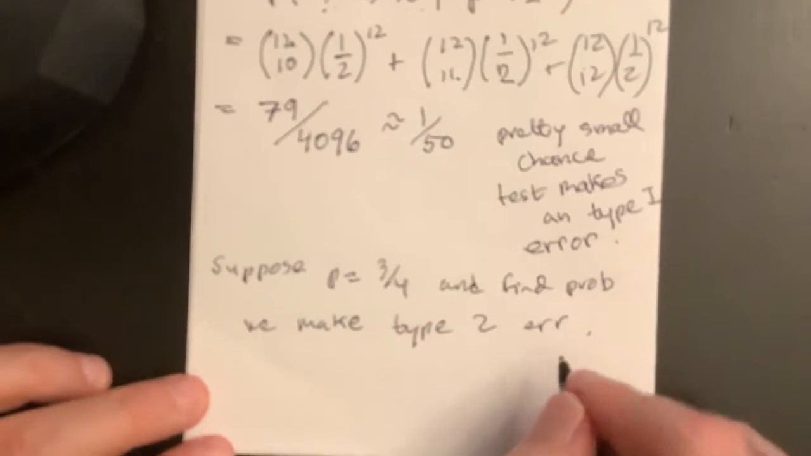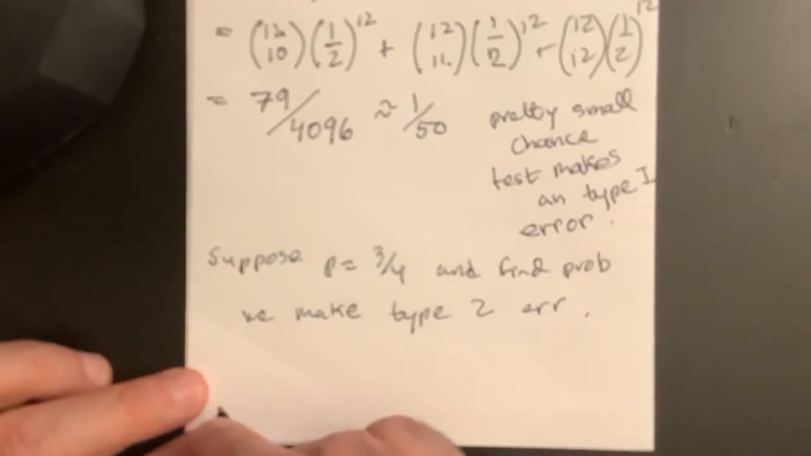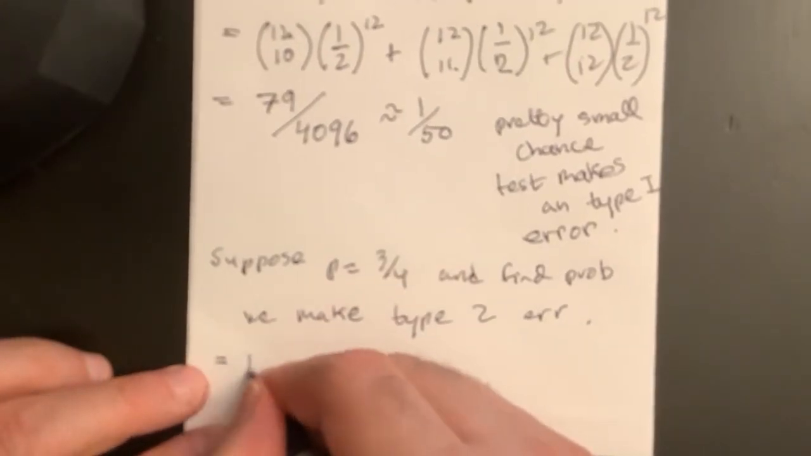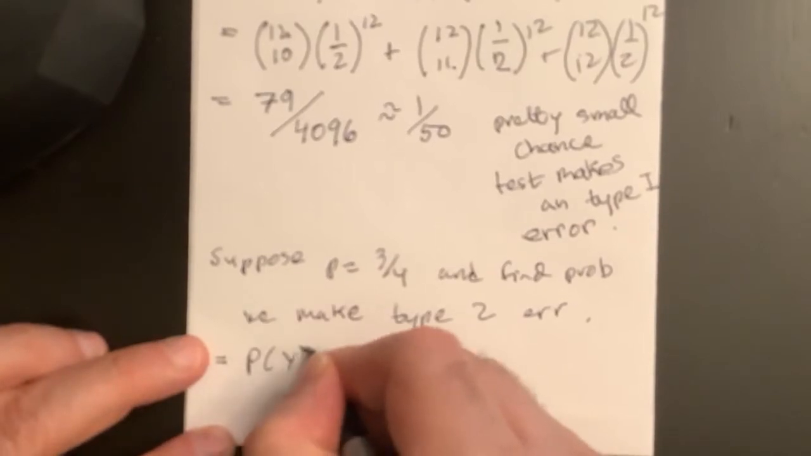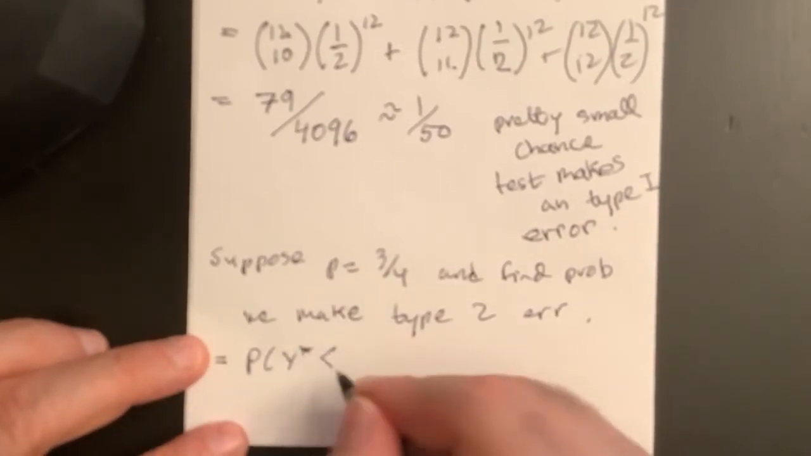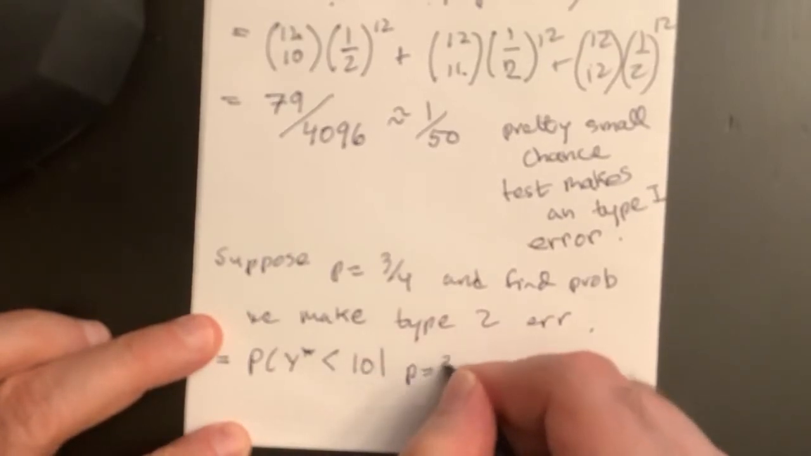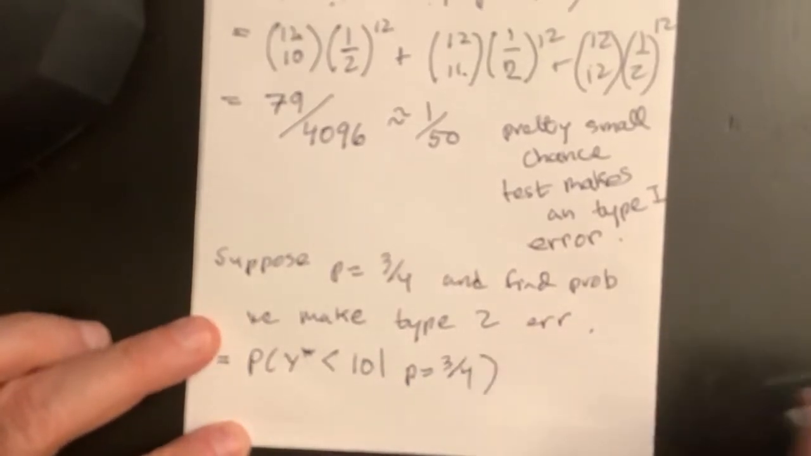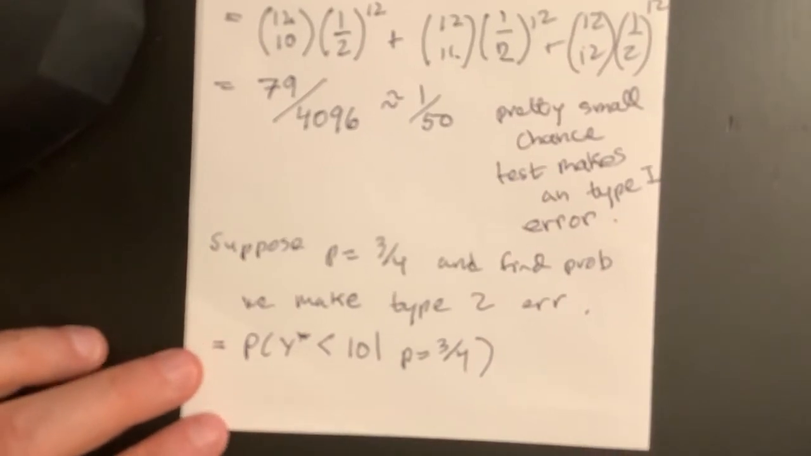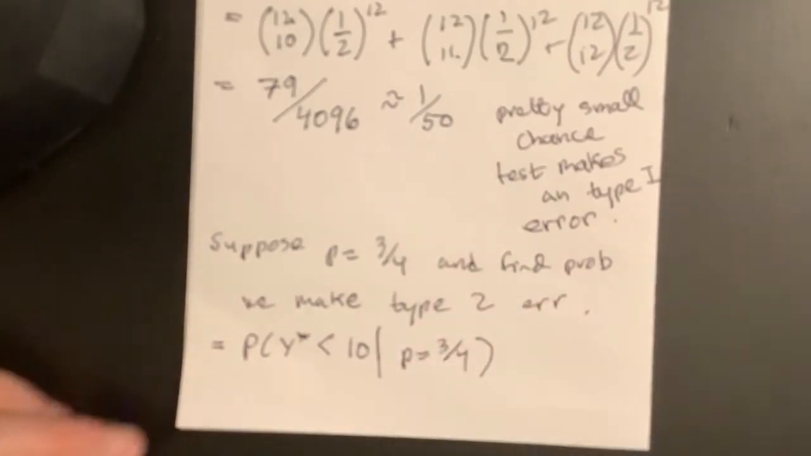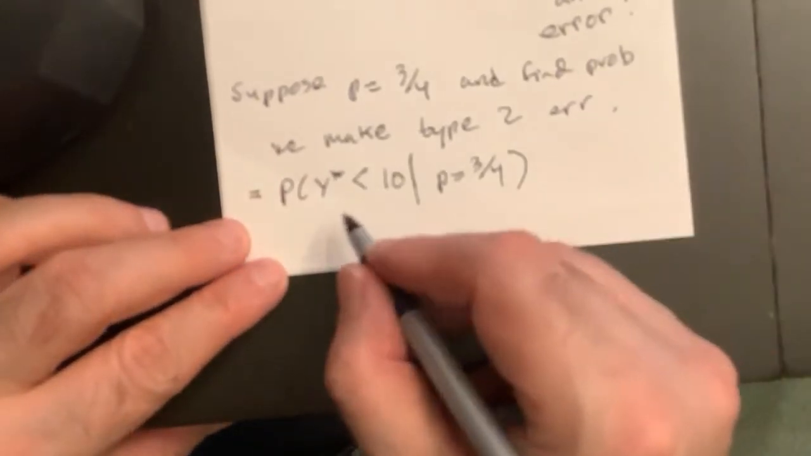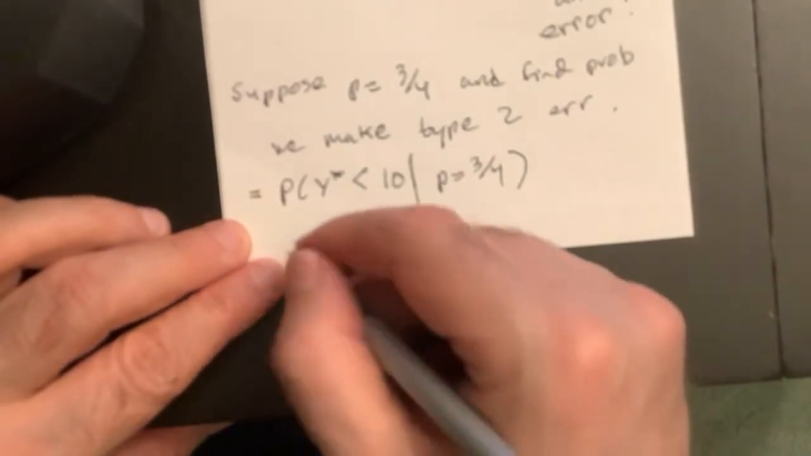Okay, so this would be equal to the probability y star is less than 10 given p equals 3/4. Okay? But this is, again, I can just use the binomial.